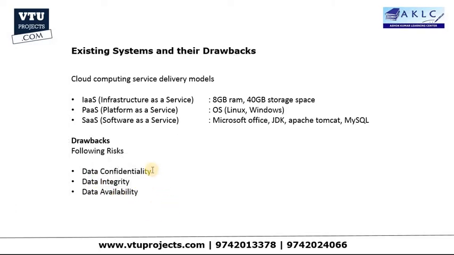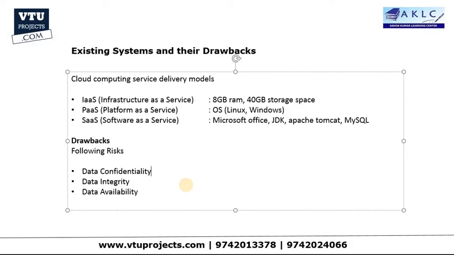Data confidentiality indicates that the one who owns the data should be the person who accesses the data. Nobody else should access the data. That is called data confidentiality. If I have written the data to Google Cloud, only I should be given access to the data. Nobody else should access my data. This is what we call data confidentiality.